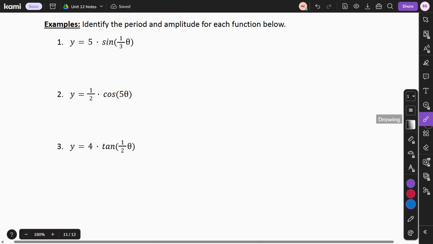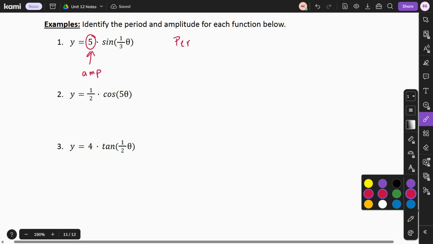So last couple examples here, and then we'll wrap it up. For each one of these, I want to find the period and the amplitude for the function. So for our sine function here, this is our amplitude in front. And then the period, remember we have to take the normal period for sine, which is 2 pi, and divide it by b, which is this 1/3. If I'm dividing by a fraction, I'm really multiplying by the reciprocal. So this period would be 6 pi.